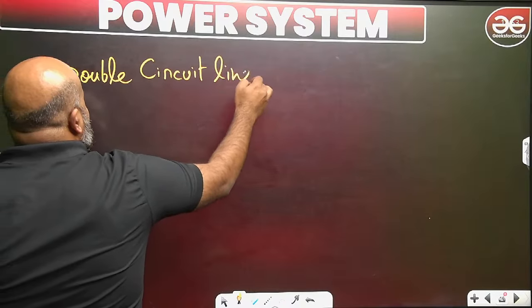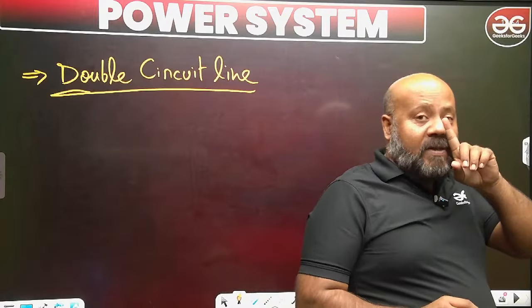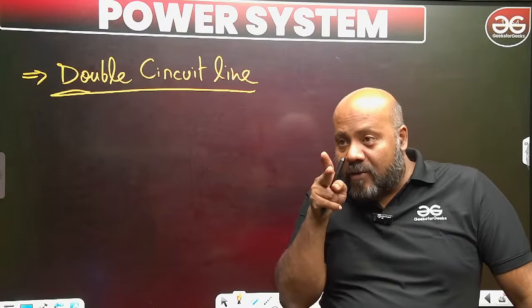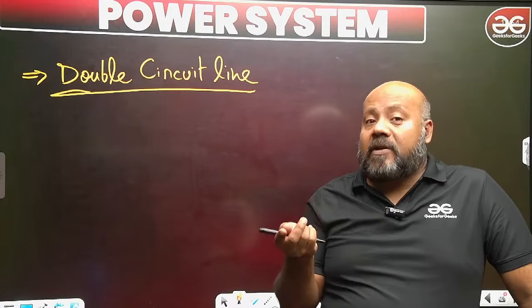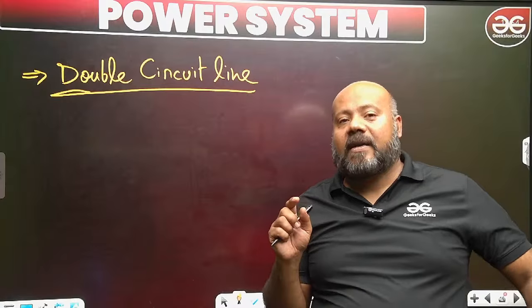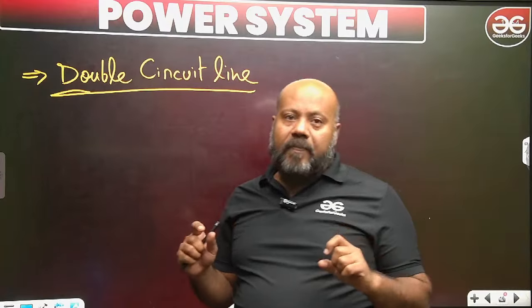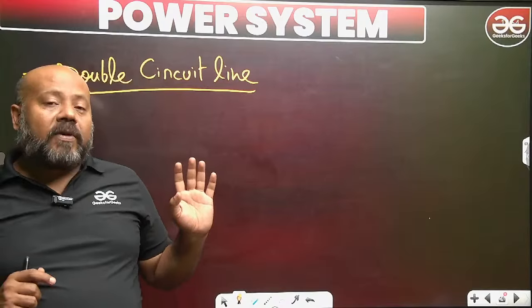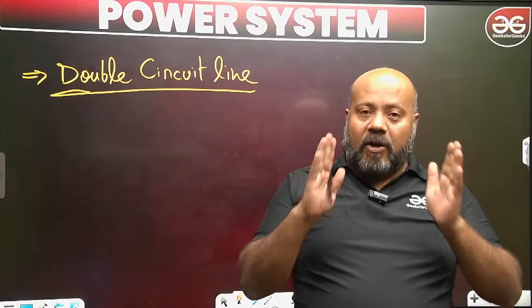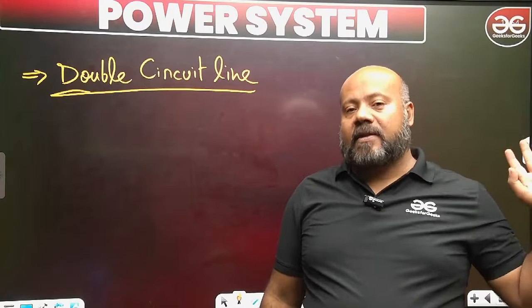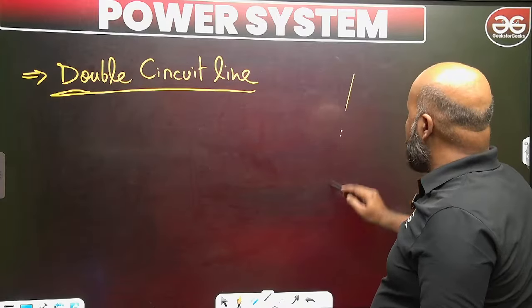Double circuit line. As the name indicates, double circuit, it means for one individual phase you are using two parallel circuits. Initially what we were doing, we were using bundled conductors. Instead of one conductor, we were having more than one conductors and giving some spacing to them. But this time we are having a completely separate circuit, two parallel circuits going for one phase. So it's going to look something like this.